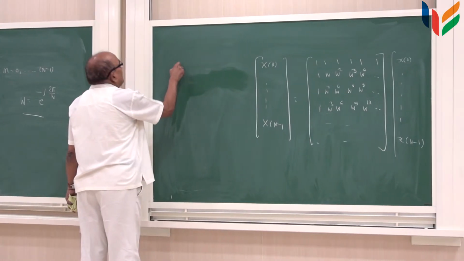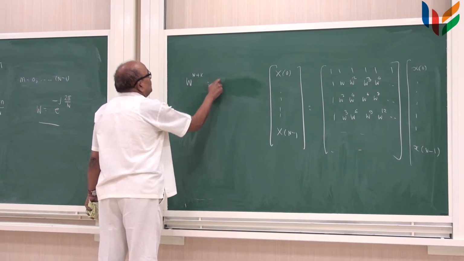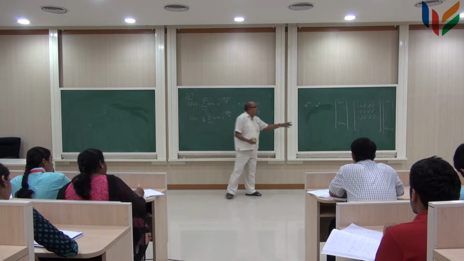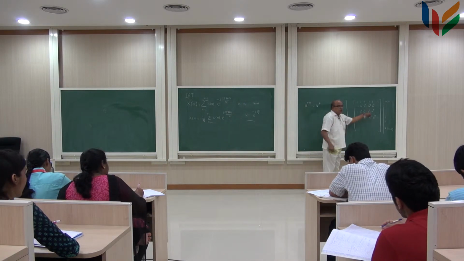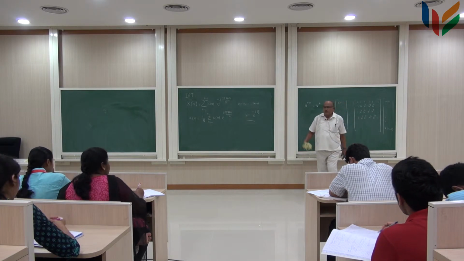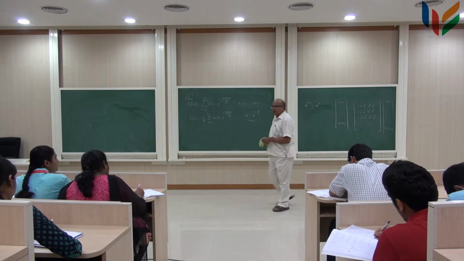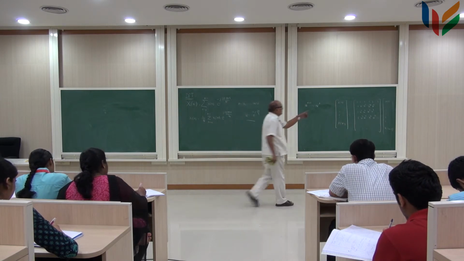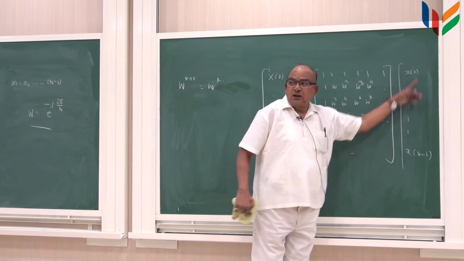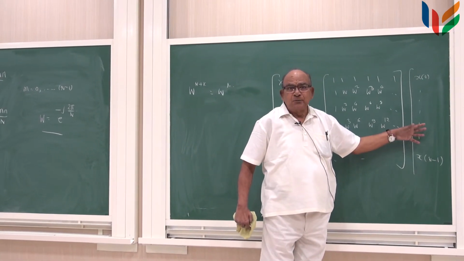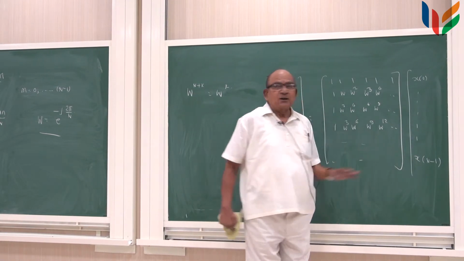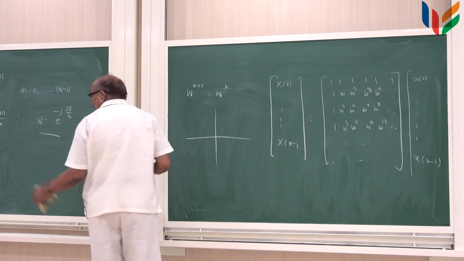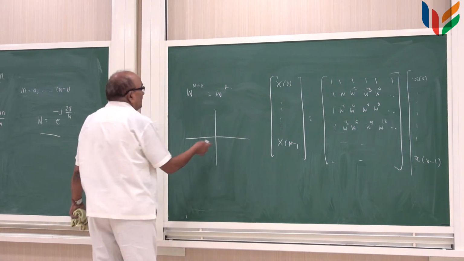and then we also use the relationship that W to the power n plus k is equal to W to the power k. So, we simplified this by using this relationship, and then we found something very interesting, that if I do a shuffling of these values, rearrange these values in a specific manner, then this matrix can be written down as equal to, remember, your FFT is what I am doing, is equal to 4.